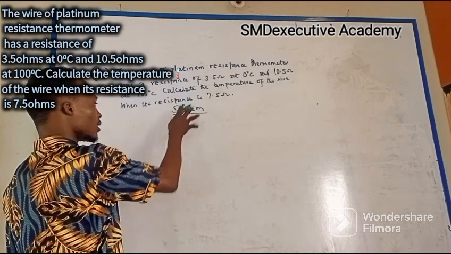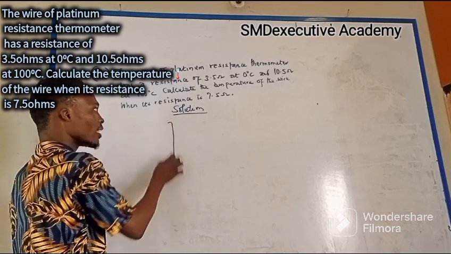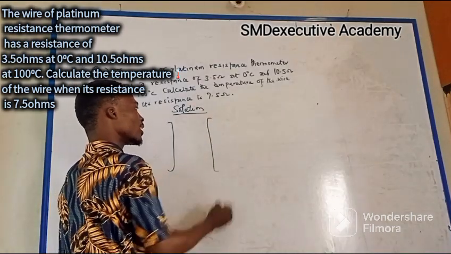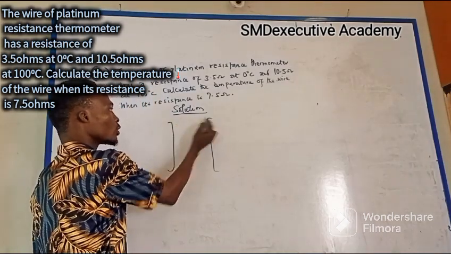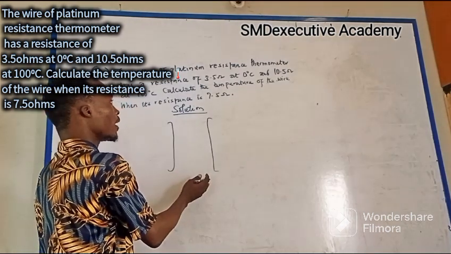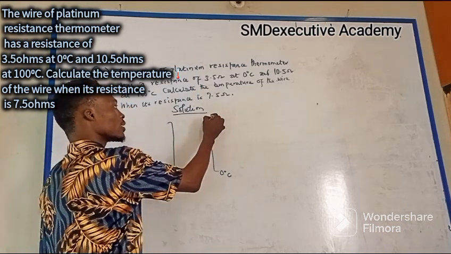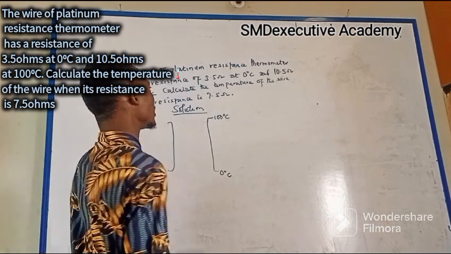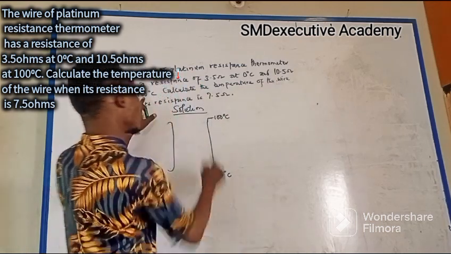You draw the thermometers for each. You assume that this is your scale for your resistance thermometer, and this is your scale for your degree Celsius thermometer. For your resistance thermometer, these points are called the upper fixed point and these points the lower fixed point. For the lower fixed point of a degree Celsius scale, you have 0 degrees Celsius. For the upper fixed point, you have 100 degrees Celsius. This is 0 at the lower fixed point, then 100 at the upper fixed point.